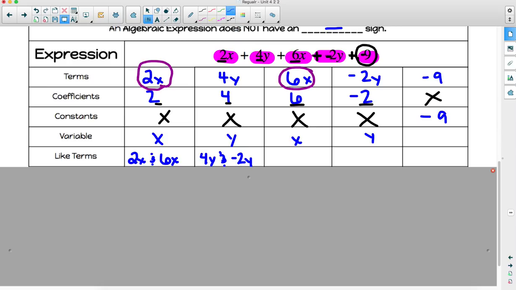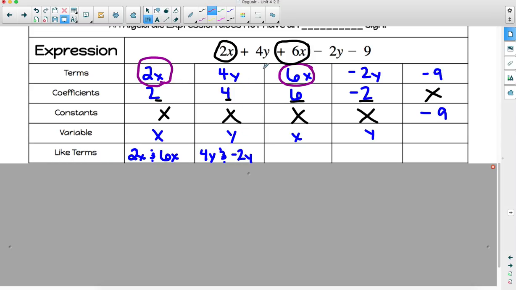Also, let's see, I'm going to erase this up here. When we get more into simplifying expressions, that's going to be called combining like terms. So we're going to have to find all of these terms that are alike so that we can combine them. Okay, so we got 2x and 6x are alike.